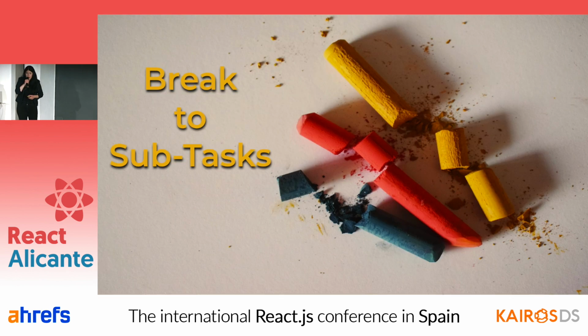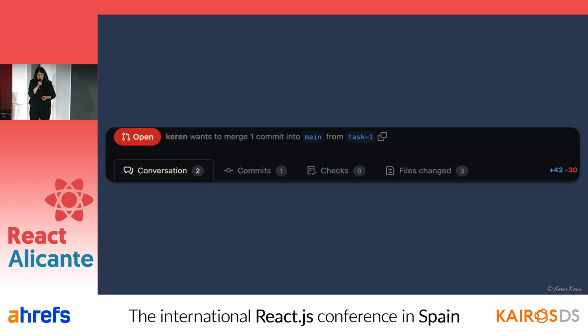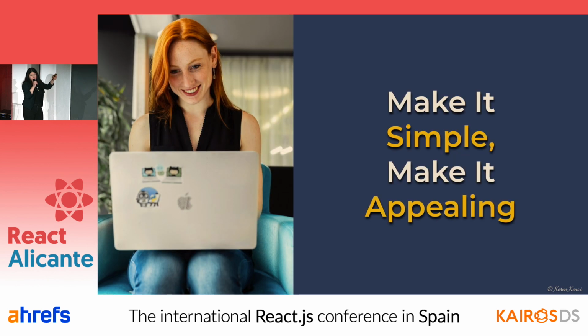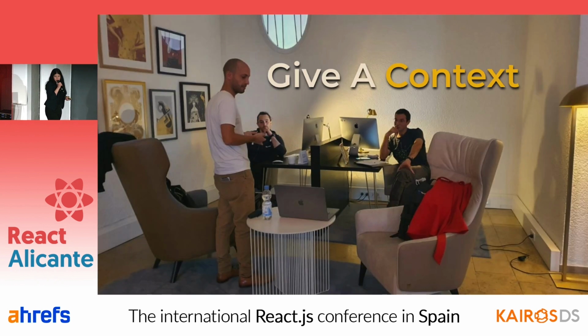So in order to avoid this, we want to break the task as much as possible into smaller subtasks. That way, when we create a pull request, it is small, it's manageable, it's more appealing to a colleague to review, and they can review the code faster. As a result, it will result in a faster development lifecycle. So you can all agree that this PR is much more manageable. So keep in mind, make it simple, make it appealing.